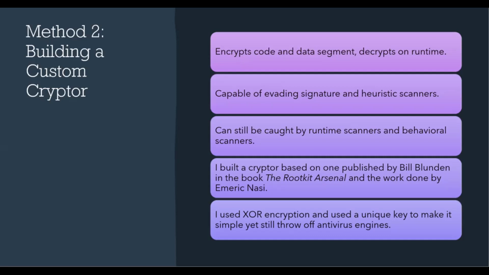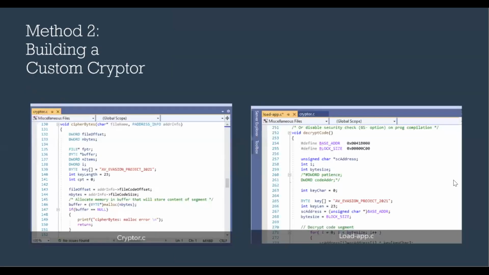So for this method, I used the crypter created by Bill Blunden in the Rootkit Arsenal. I took this code and changed it around a bit, and then used my own custom key for XOR encryption. And I also found some information from a blog there.